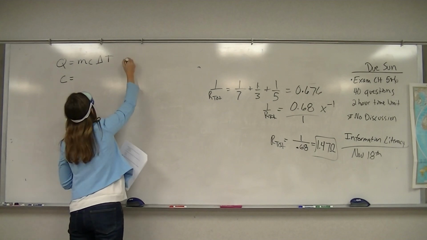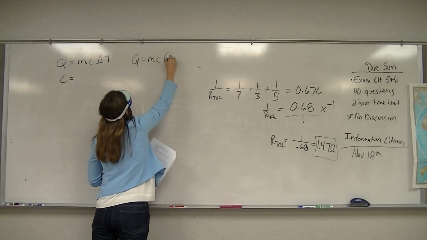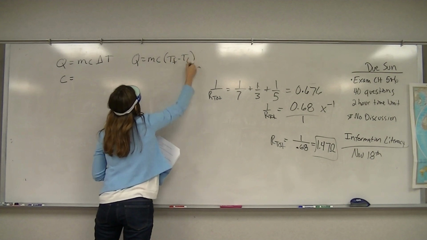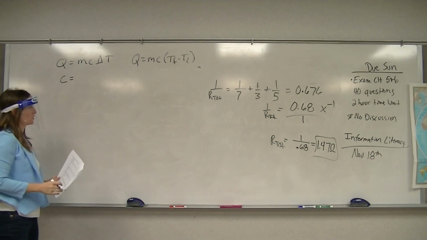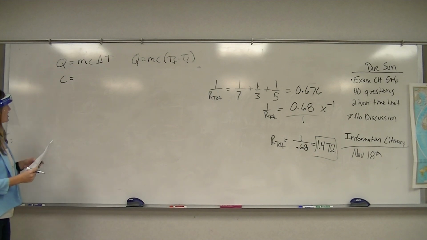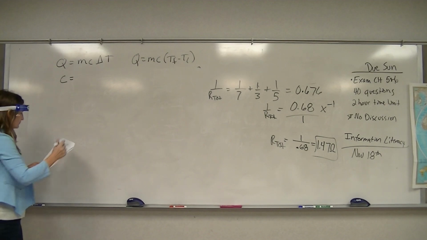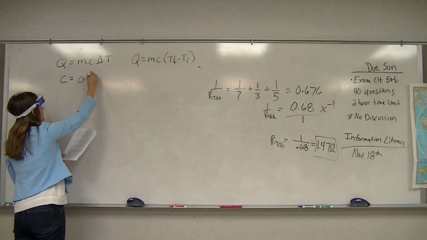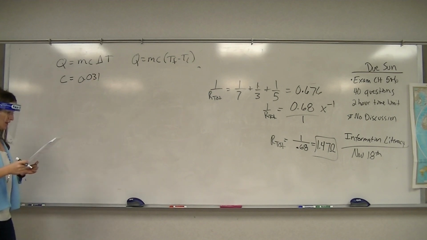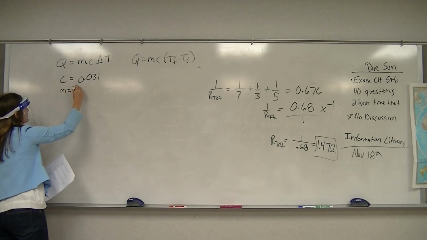Remember there are two equations. They are the same thing, it's just one has two temperatures in it, and one just has the total change in temperature. So when it gives a specific heat, that is the C value. So that's 0.031. They're saying calculate the heat required to raise the temperature of 20 grams. So 20 grams is going to be my M, my mass.